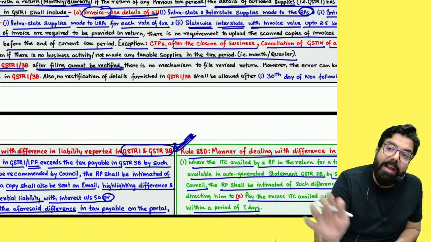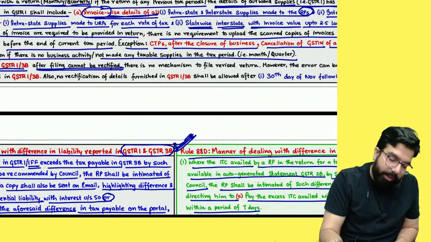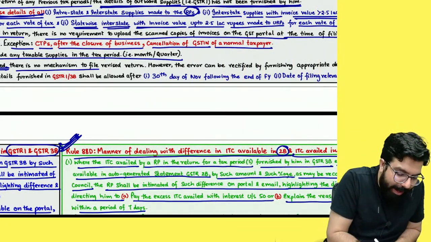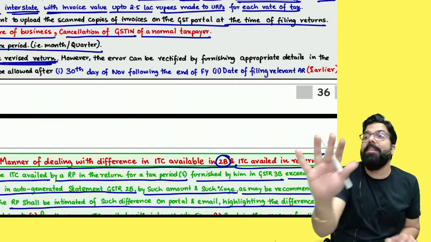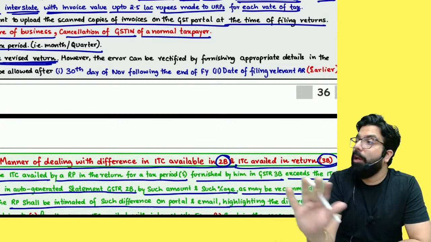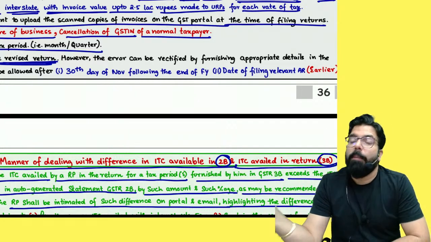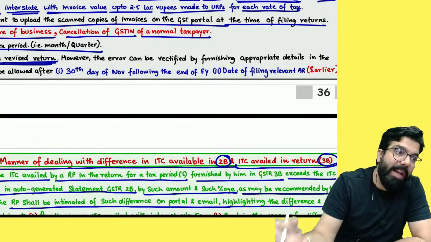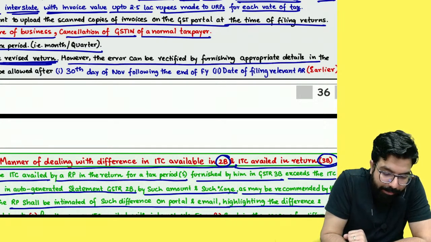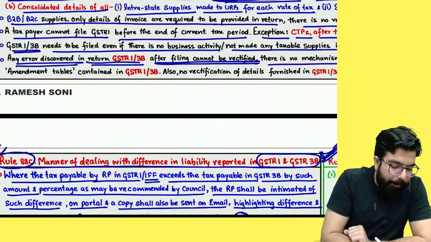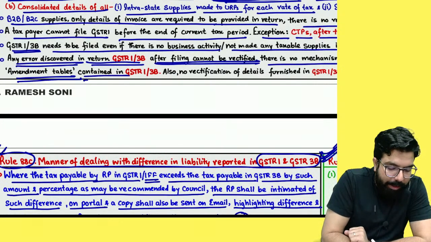If any error is discovered in the return GSTR1 or GSTR3B after filing, can I go ahead and file a rectified return? No, there is no rectification, there is no mechanism to file a revised return. Revised return cannot be filed. But can I do an amendment to what I have already filed? Yes. However, the error can be rectified by furnishing the appropriate detail in the amendment table contained in the GSTR1 or GSTR3B.